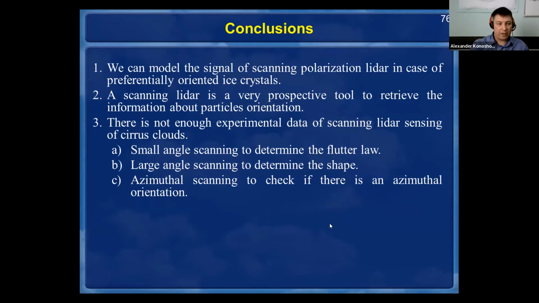And also, what we understand is that there is not enough experimental data of scanning lidar sensing of cirrus clouds, and it's very crucial. And I ask you to focus on this scanning. First, small angle scanning to determine the flutter law, then large angle scanning to determine the shape of the particles, and sometimes we need azimuthal scanning to check if there is an azimuthal orientation or only the horizontal orientation. So thank you very much.